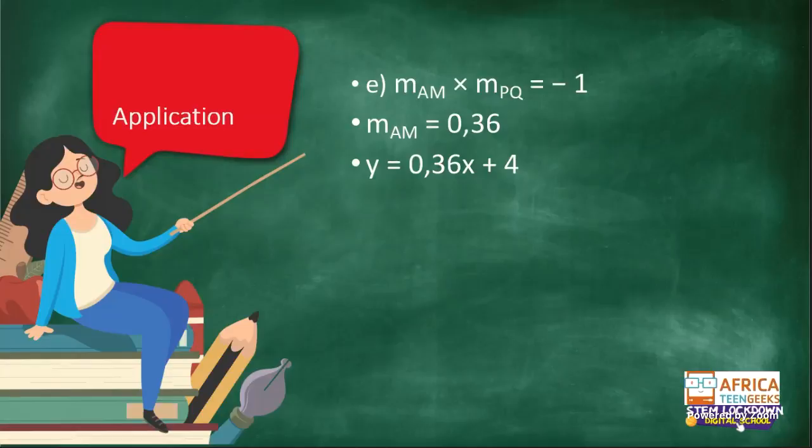Now, you're going to see that the gradient of PQ here was -2,75. Therefore, when you do -1 divided by -2,75, it gives you 0,363. You round it to 2 decimal places, so it's 0,36. You already have that gradient, so the only thing left is to find C.